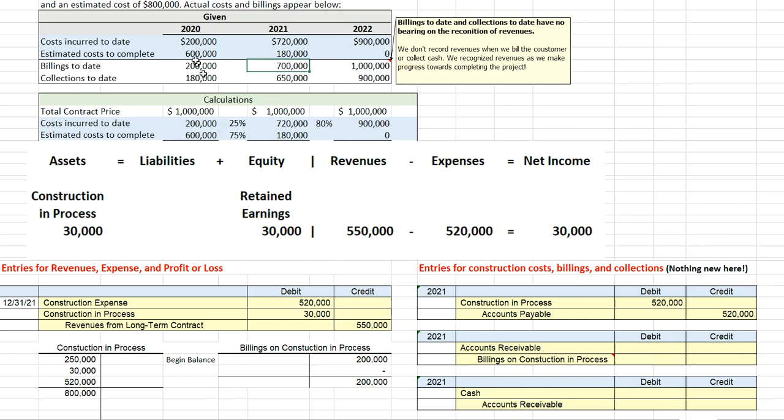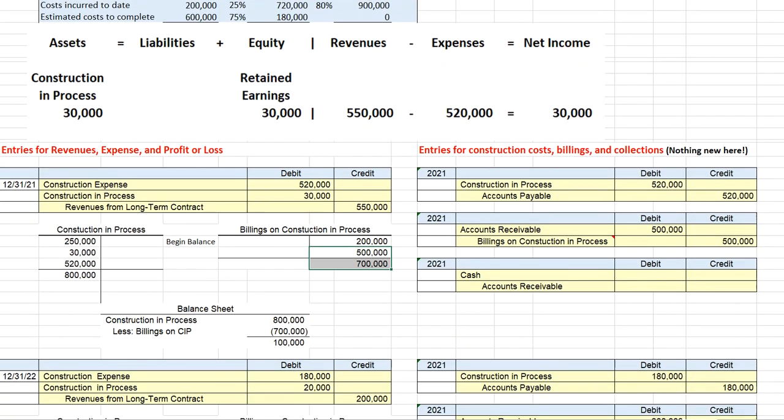Now, when we bill our customer, and in this case we have decided we have billings to date of $700,000, so 700 minus the 200, we've got additional billings this year of what? $500,000. We send out those bills and we record a credit to that contra account. On our balance sheet, what does it look like now? We've got construction in process, $800,000. In other words, we've incurred cost and or recorded profits of $800,000. We have billed out $700,000 of that, leaving us a net asset of $100,000.